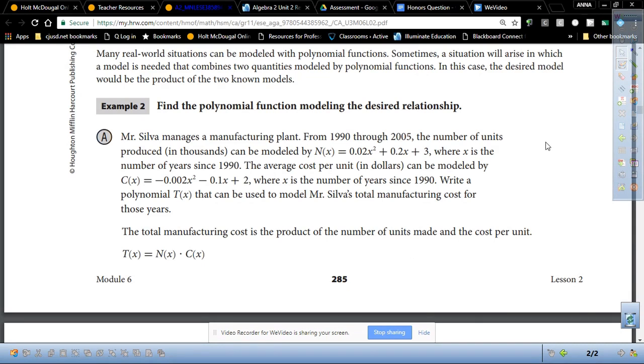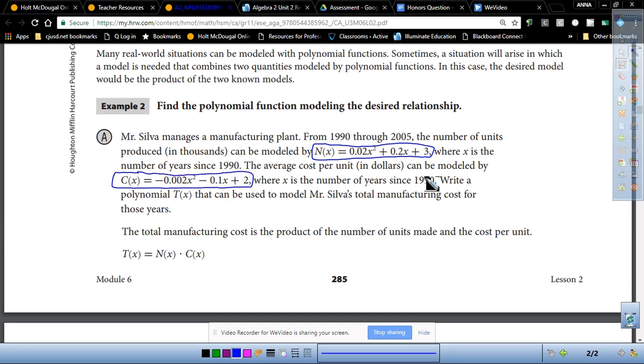So Mr. Silva manages a manufacturing plant. And from 1990 to 2005, the number of units produced in thousands can be modeled by the number of units in terms of years since 1990 equals 0.02x squared plus 2/10 x plus 3. And the cost per unit can be modeled by negative 0.02x squared minus 1/10 x plus 2. And that's years since 1990. So we want to write a polynomial that can be used to model Mr. Silva's total manufacturing cost for those years.